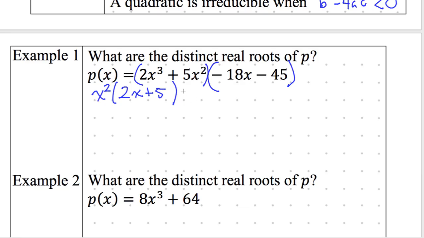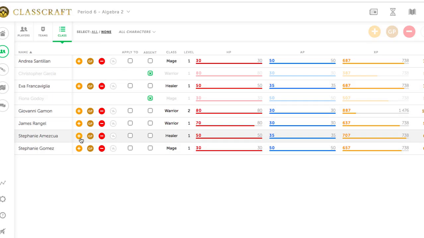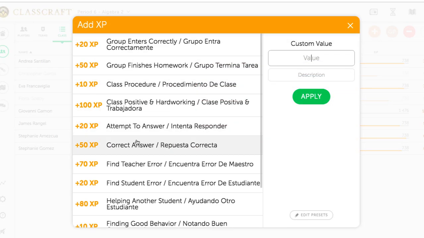And then what's the next thing that I can do? I'm going to add this other thing, but I'm going to factor something out, and make sure that this 2x plus 5 is right here. What factors out of it? Stego? 9. Careful. Eva, help her. Negative 9. Minus 9. Perfect. So, Eva, I'm just going to give you the 50 XP. And Stego, sorry. That's an attempt.